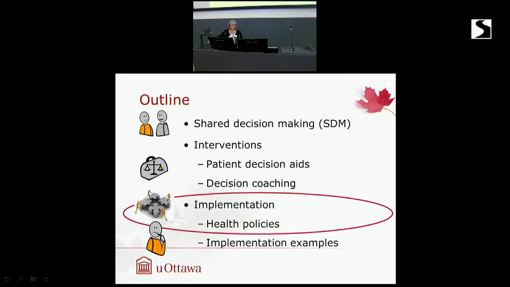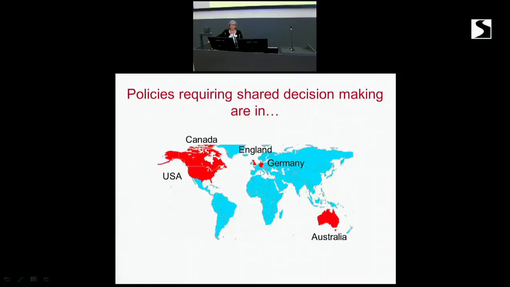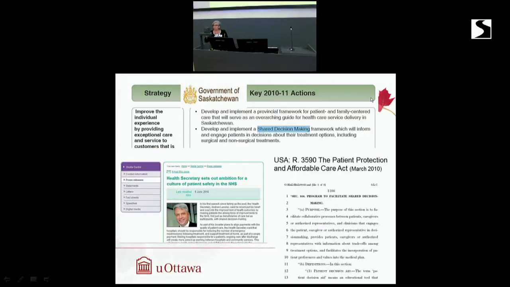In terms of implementation and what's happening at the health policy level, we have actual health policies requiring shared decision-making in a number of different countries. In Canada, it's one province out of 12. You can see here that the actions of 2010 to 11 were to develop and implement a shared decision-making framework. This came from a study of the public, where they were asked how we can improve our health system. They said, we want to be more involved in health decisions. This is what pushed this government to put it at the top of their agenda, to better improve shared decision making for patients.